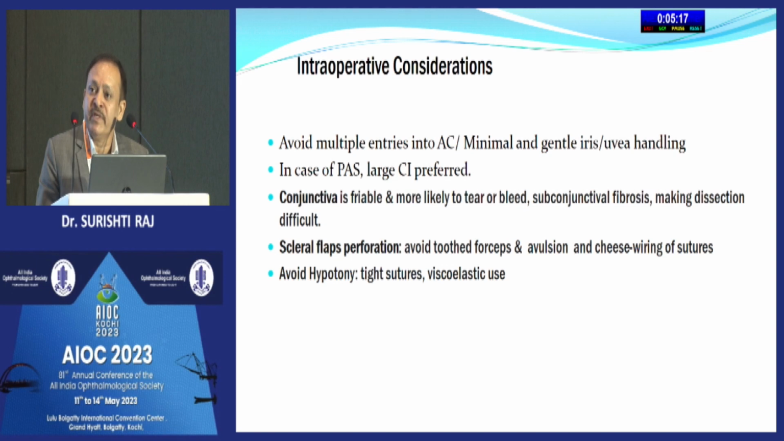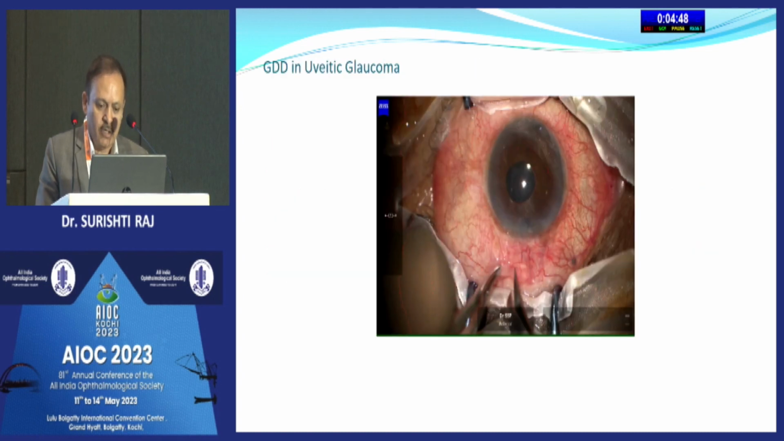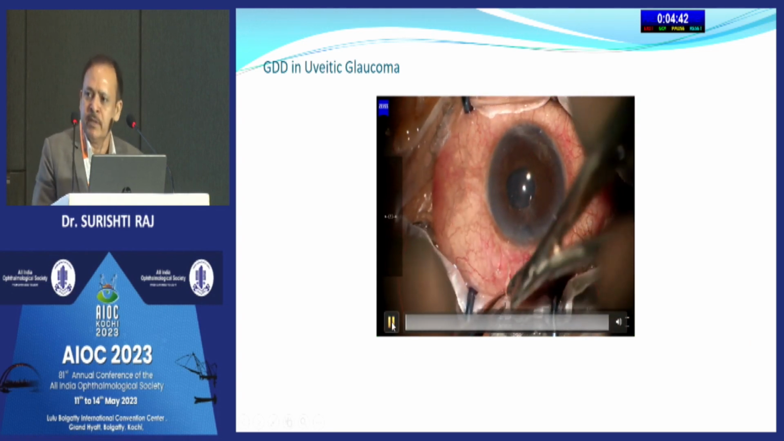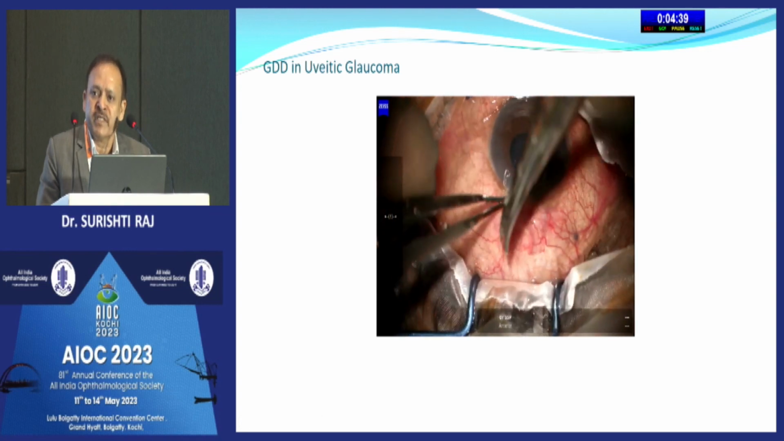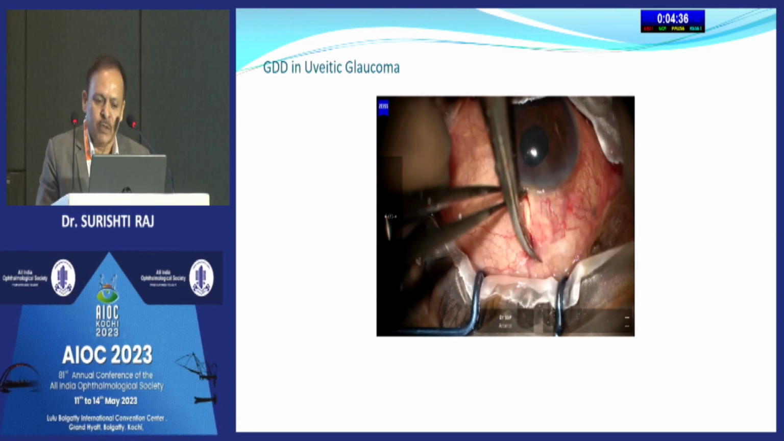So there may be difficulty in making the dissection. Take care of scleral flaps so that there is no button holing. Avoid tooth forceps and avulsion and cheese wiring of the suture used. And at the end, make sure to avoid hypotony. The sutures should be tight, and if the AC is shallow, make sure that you leave some viscoelastic in the AC. So basically, the steps of the surgery are the same as in any routine GDD, but some of the pre-op considerations which I discussed should be taken into consideration.